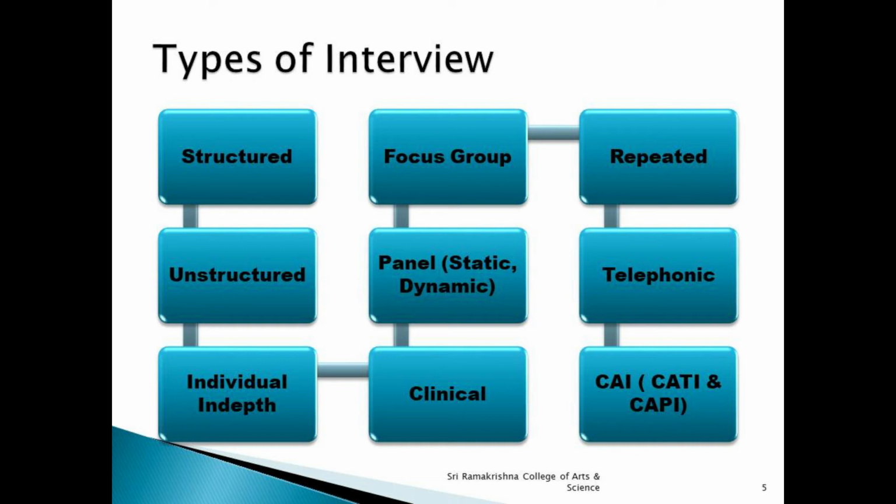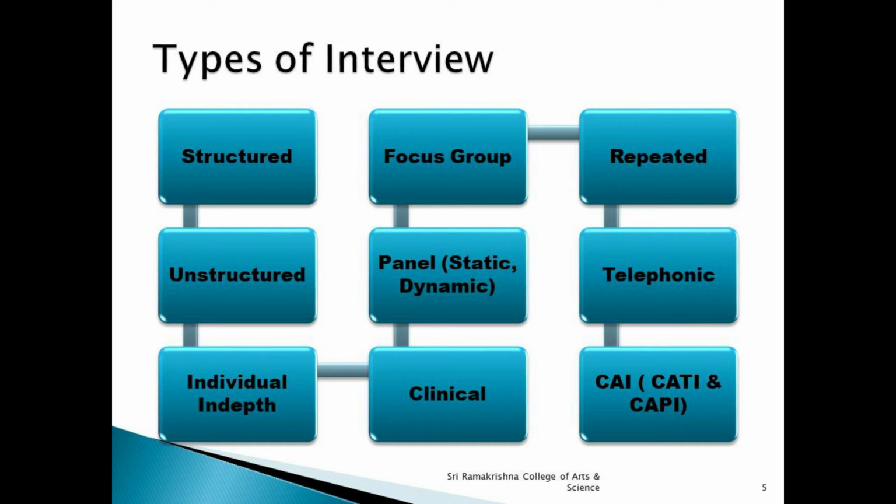We'll move on to another interview, the panel interview. A focus group meets one time, whereas a panel meets more than once. It has 2 types, static and dynamic. In a static panel, the same members serve on the panel over an extended period of time. In a dynamic panel, members change from time to time. I'll give an example: the National Purchase Diary panel and the National Family Opinion panel.